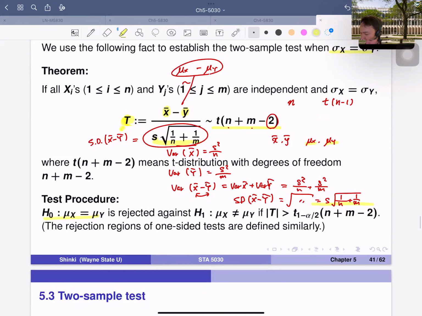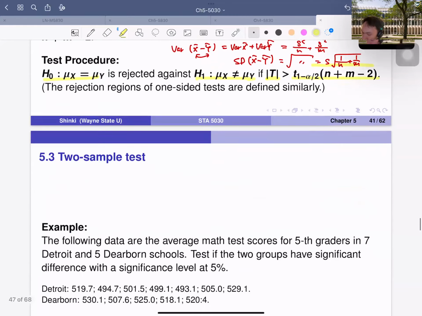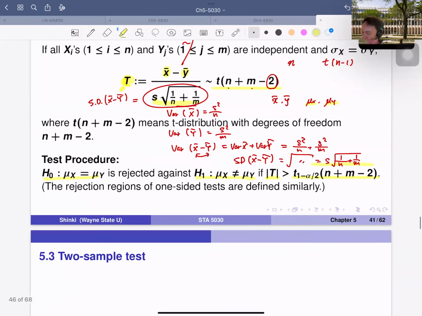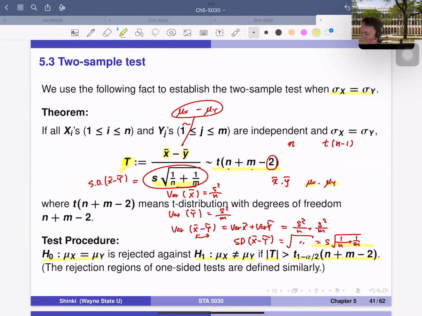So if H0 is this and H1 is mu x is not equal to mu y, basically, if the absolute value of T is large enough, we reject H0, because this is an indication that mu x and mu y are different. Any questions?